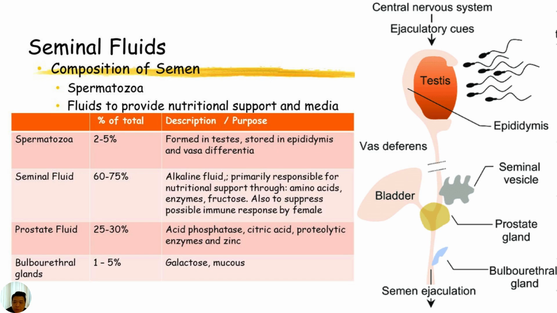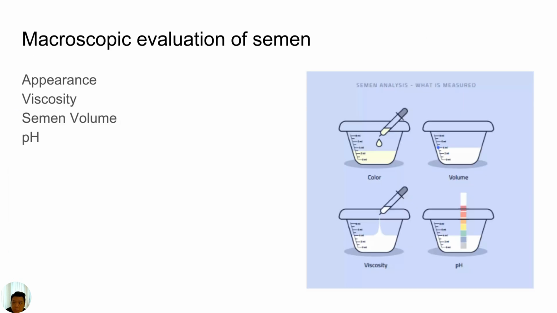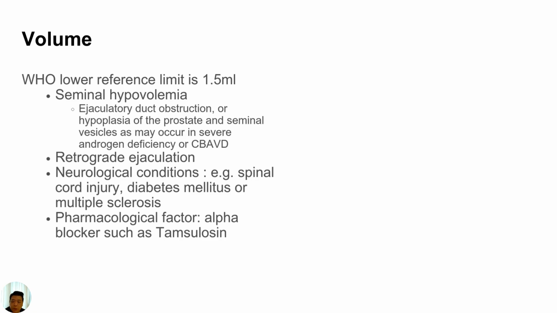So we have to know the semen composition. It contains the sperm and also the fluid that provides nutritional support and acts as a medium. Most of the semen fluid comes from the seminal vesicles, which is alkaline in nature. The prostate provides about 30% of the fluid, which is acidic. The macroscopic evaluation of the semen comprises the appearance, the viscosity, the volume, and also the pH. The volume with the WHO lower reference limit is 1.5 ml.